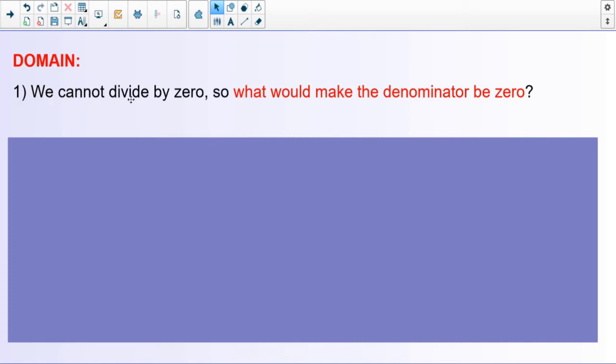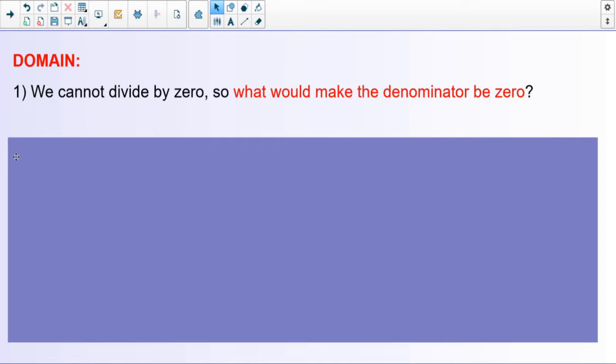Just know that we can't divide by zero, right? If you take your calculator and try to do 4 divided by 0, 5 divided by 0, whatever, it's going to give you an error. So we have to think what would make the denominator be 0, and that'll restrict our domain. Anything that makes the denominator 0.